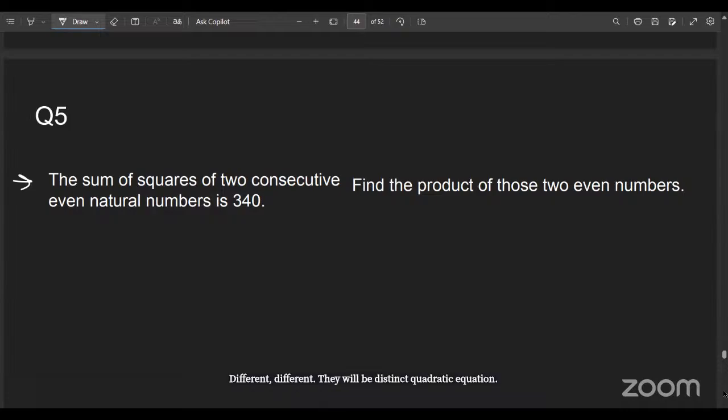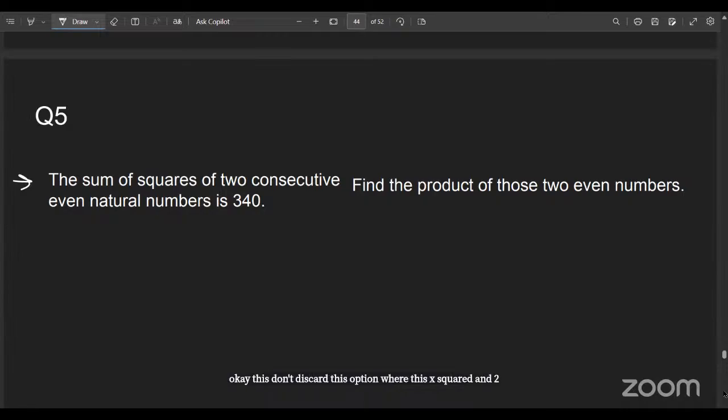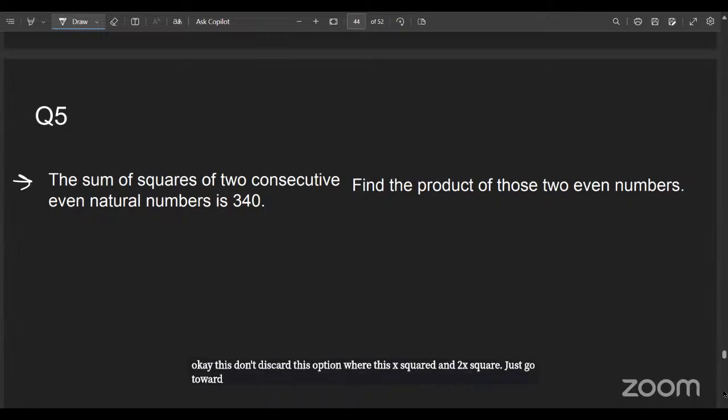Okay, ma'am. But here they also say that they have the same discriminant. So you can go to that Sridharacharya formula and observe that if the discriminants are the same, then what are the possibilities for the roots? Just don't discard this option based on x square and 2x square. Go to that particular formula and observe, if you have the same discriminant, what are the possible things you can change to make the roots different? That will be a much better approach.